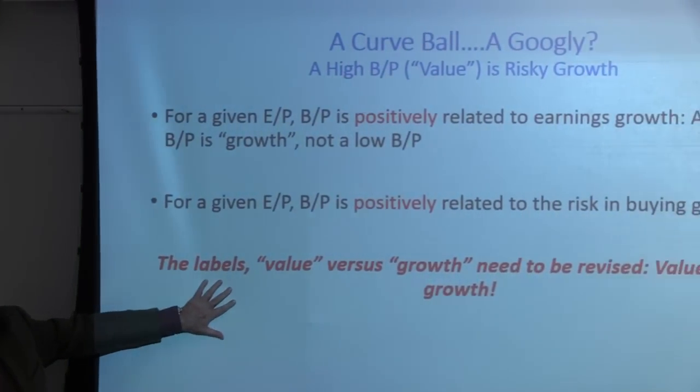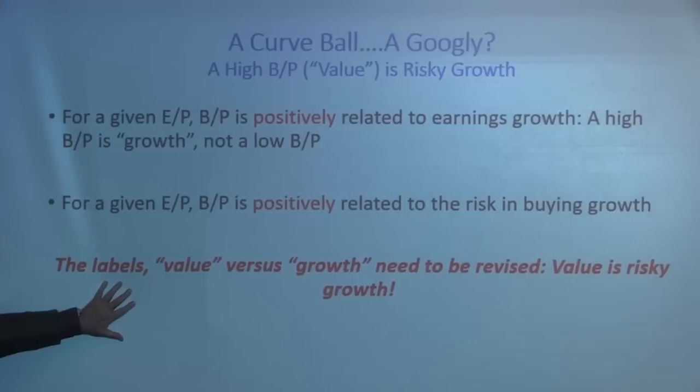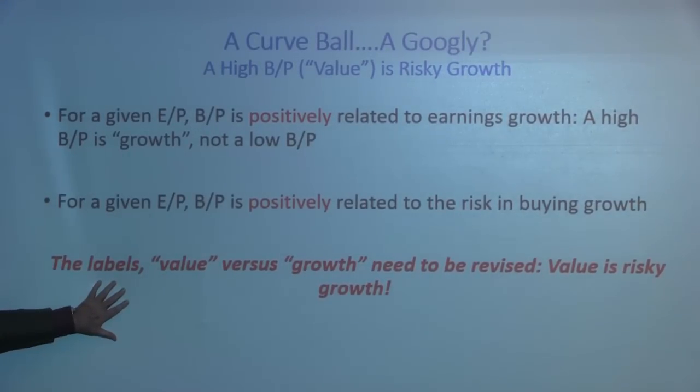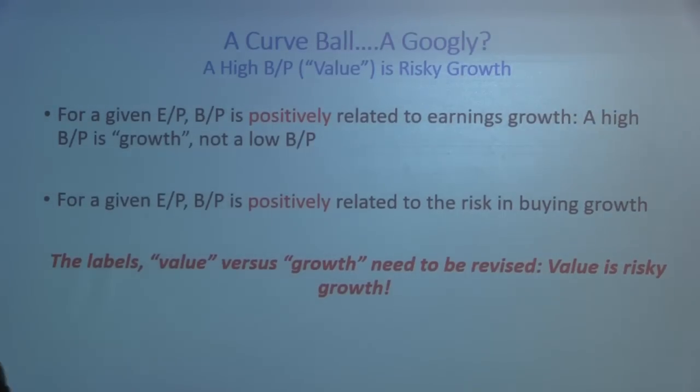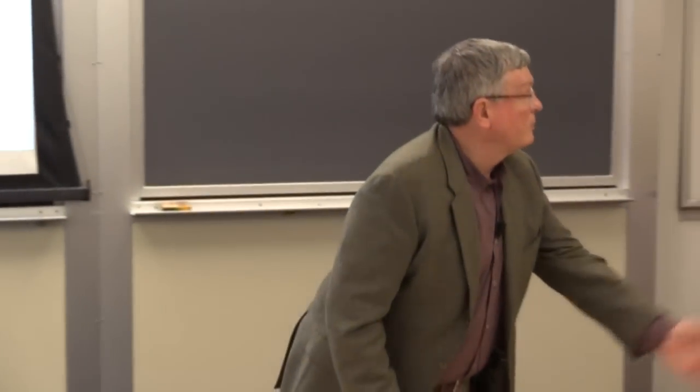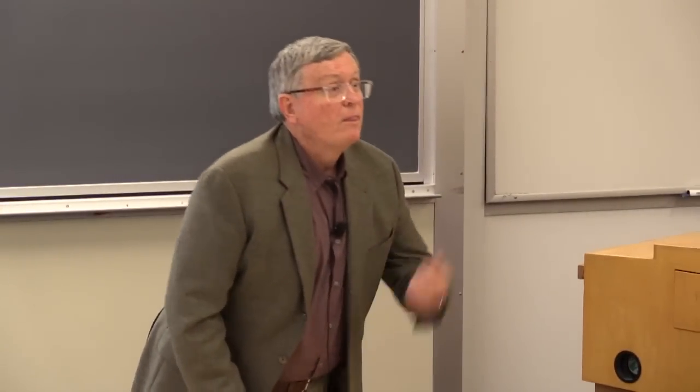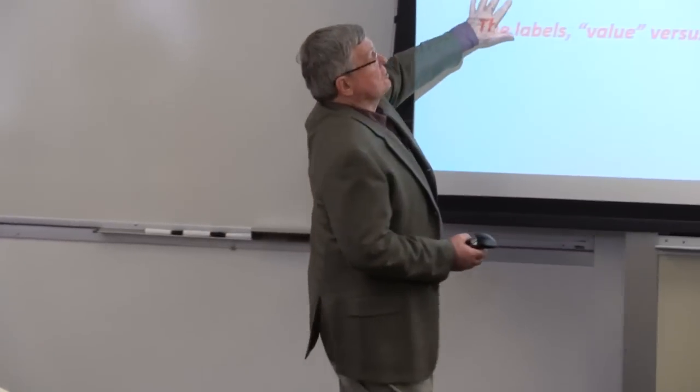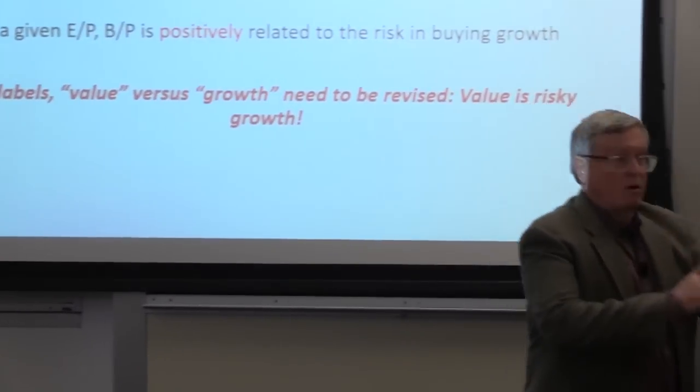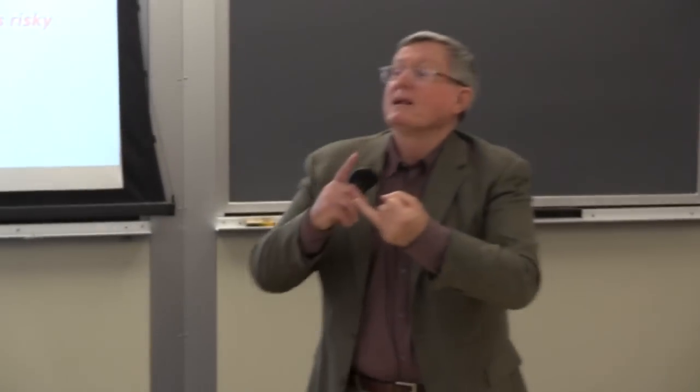Final slide. A curveball, or if you play cricket, a googly. My game. Value versus growth. It's said that a high book to price is value, a low book to price is growth. No, it's the other way around. When you look at it, particularly in conjunction with earnings to price, okay? These labels have actually been misapplied. For a given earnings to price, book to price is positively related to growth. It's related to the risk that you're not going to get the growth.